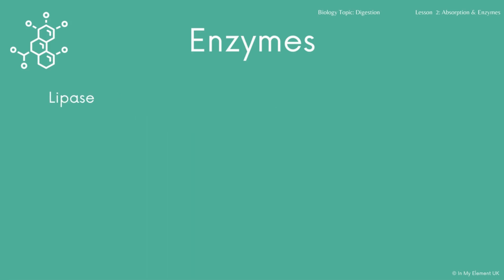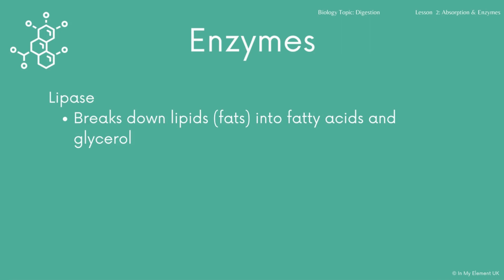So lipase enzyme breaks down lipids, more commonly known as fats, into fatty acids and glycerol. So lipase will only break down fat. Won't break down protein, won't break down starch, won't break down other carbohydrates. It will only work on fats. Okay, and when it works on the fats, it will then break it down into fatty acids and glycerol, which are smaller than the original fat, and those molecules can then be absorbed through the process of absorption.